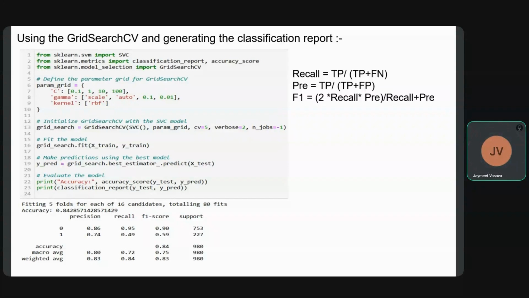Now you can see the precision, recall and F1 formulas on the right side of the screen on the top. Recall is equal to true positives divided by true positives plus false negatives. Precision is true positives divided by true positives plus false positives, and the F1, considering both the recall as well as the precision values, is 2 times recall times precision divided by recall plus precision.